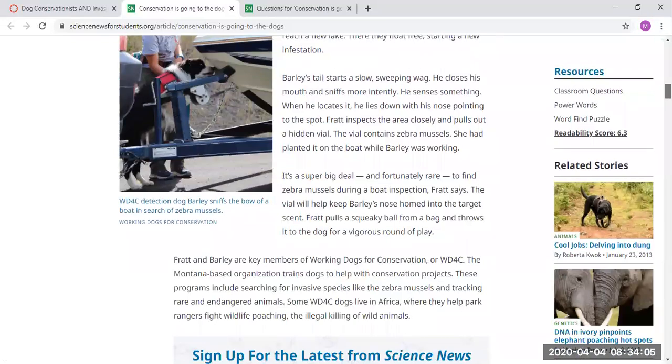Barley's tail starts a slow, sweeping wag. He closes his mouth and sniffs more intently. He senses something. Then he locates it. He lies down with his nose pointing to the spot.